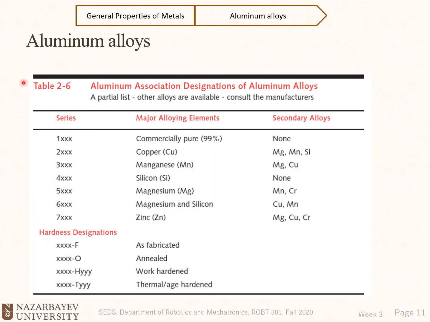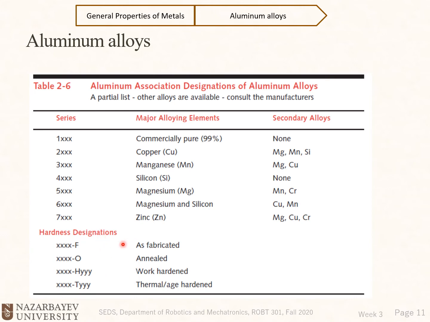Table 2-6 of the book lists aluminum alloys, and you can see the numbering system. Aluminum with 99% content starts with 1. The alloys of aluminum that have significant content of copper start with 2, and so on and so forth. Plus here, you see the hardness designations.